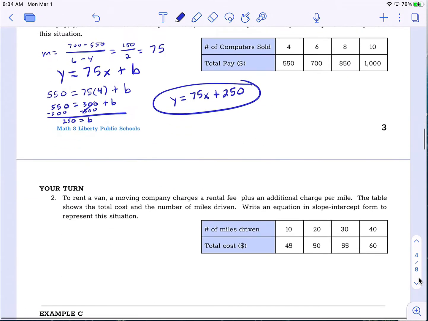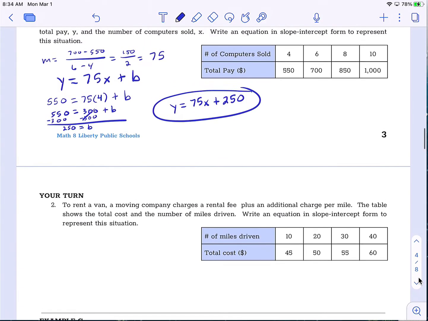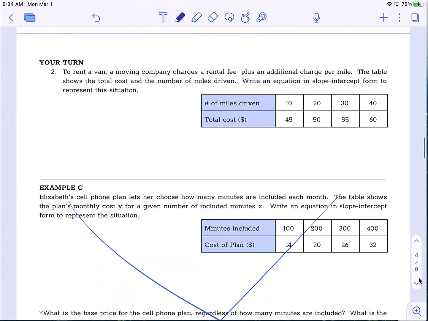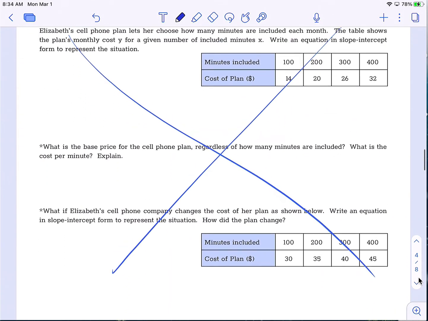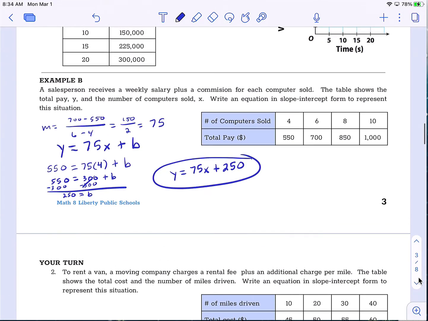Okay? So there's one more problem here on the your turn. Now, this table, if you look at it really quick, does have a nice pattern, so you don't have to plug that in. Example C, I crossed off. We're not going to do that one. We've seen enough. So I want to show you one more example of this thing that I did here.